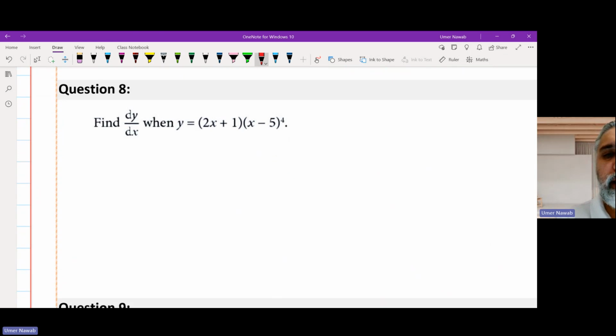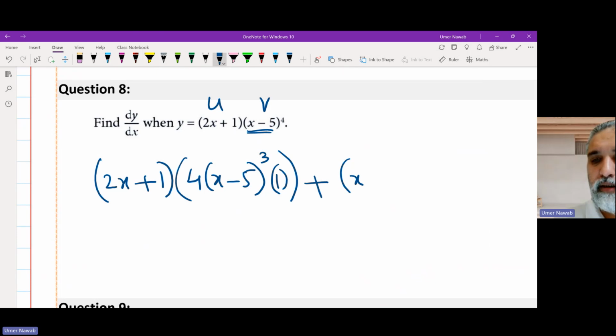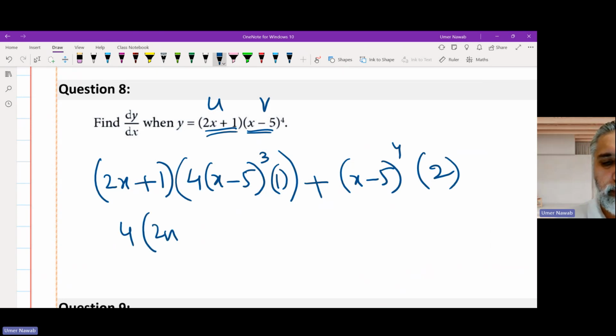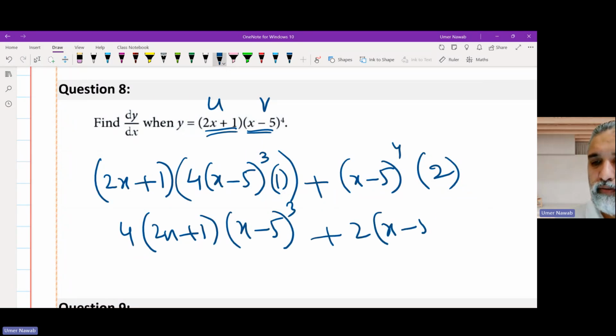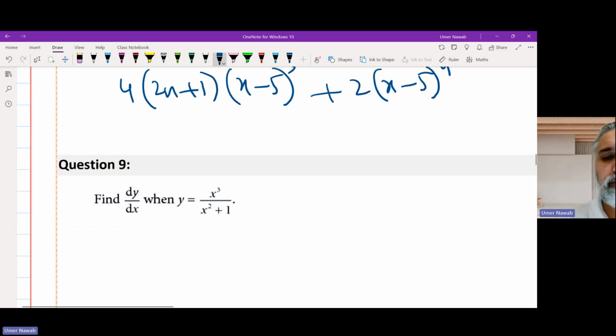Now, I want to again apply the product rule. This is u, this is v. I leave the u, 2x plus 1. Now, what is the derivative? Apply the power rule. Power goes back, and from the power, you take off 1, which is 3. Further derivative of x minus 5 is 1. Okay, plus then (x minus 5) raised to power 4, and derivative of 2x plus 1 is just 2. So you can leave the question here, 4(2x plus 1)(x minus 5) raised to power 3 plus 2(x minus 5) raised to power 4. However, you can take (x minus 5) whole power 3 common, and you can simplify it furthermore, but I'm stopping here.